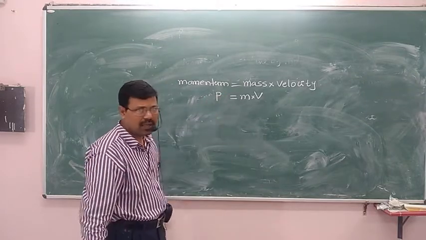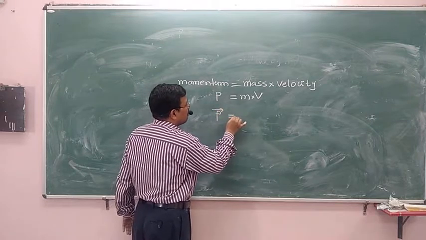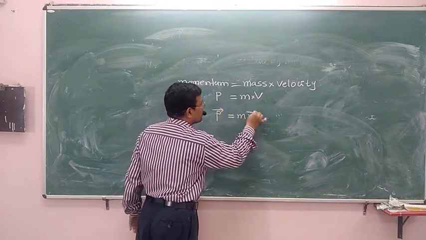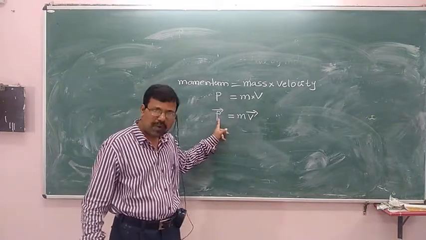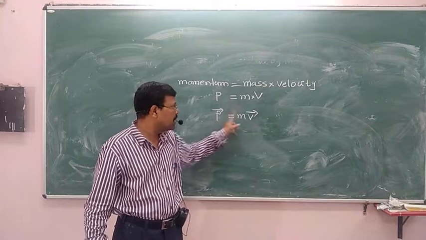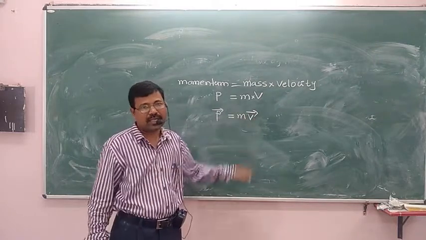So, in higher classes we write it like this. It means that momentum is a vector quantity, velocity is a vector quantity, but mass is a scalar quantity.